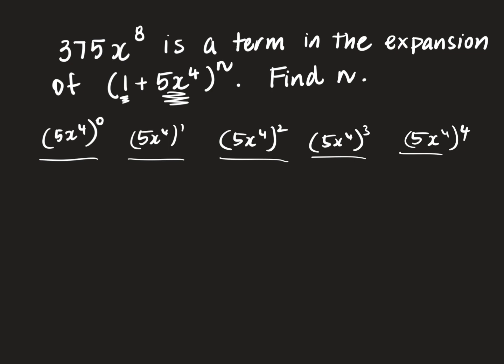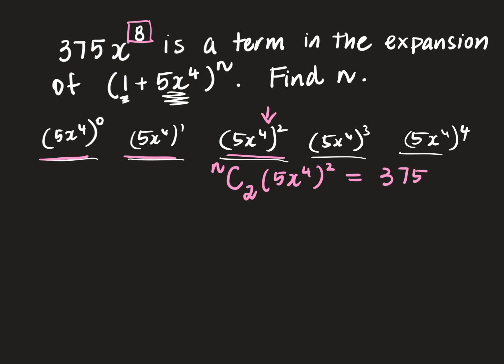Okay, well, I'm after x to the power of 8. Have I gotten there yet? Yes, I have. It's this one here. 4 times 2 is 8. So it's going to be n choose 2 times (5x to the power of 4) all to the power of 2, which is going to equal 375x to the 8. And I just have to solve that for n.